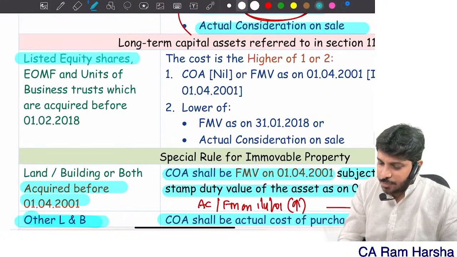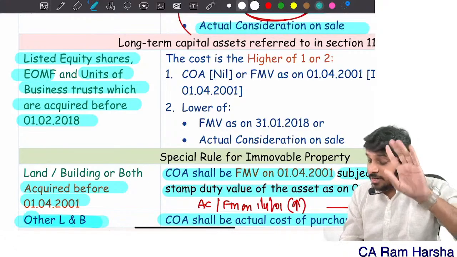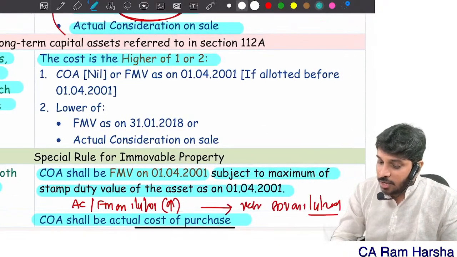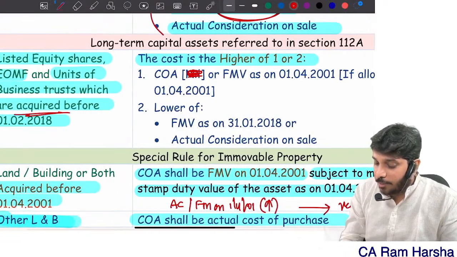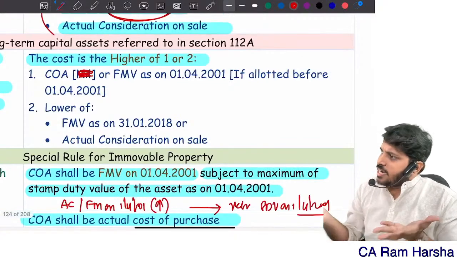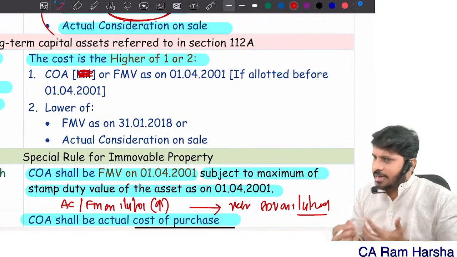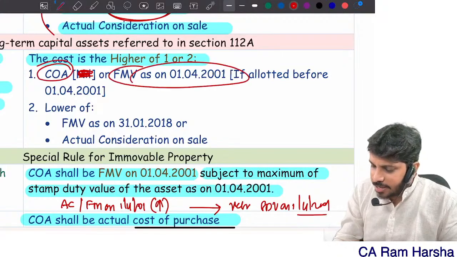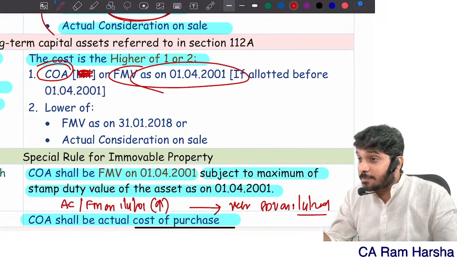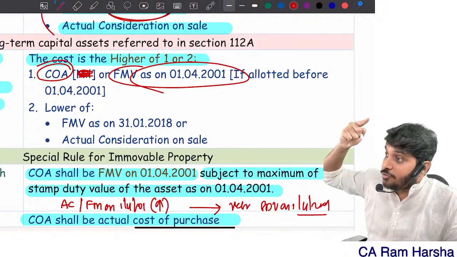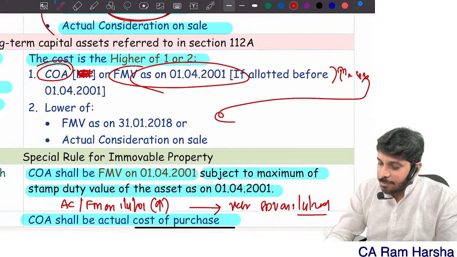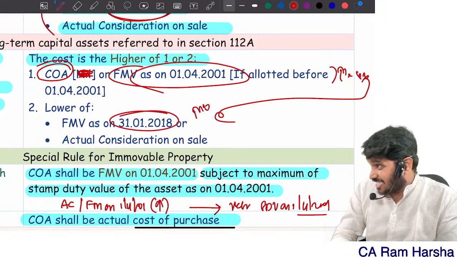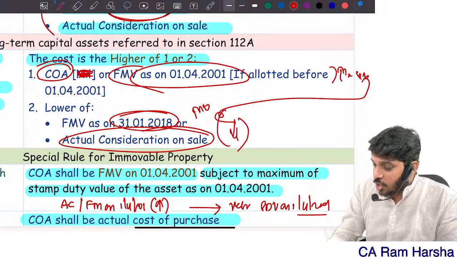Suppose you see listed equity shares, equity-oriented mutual funds, units of a business trust, which are acquired before 1st February 2018. The cost of acquisition will be what? Higher of 1 or 2. Here actually nil is accidentally printed; leave it, because you acquired it. If it is a bonus, nil will be there. If it is other shares, purchased ones, the purchase value will be there. Actual cost, or market value on 1/4/2001. The 2001 logic is applicable if the asset is purchased before 1/4/2001. So whichever is higher between these two, you take that amount and compare it with the market value on 31st January or the consideration, whichever is lower.